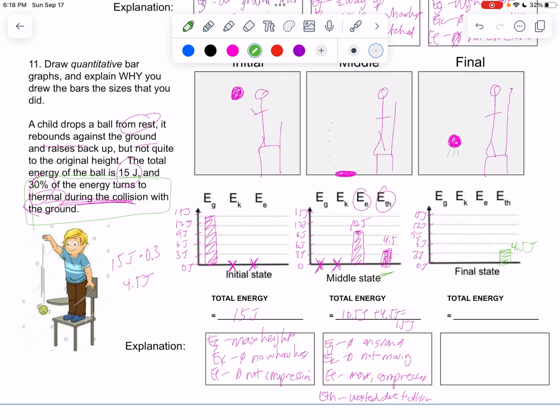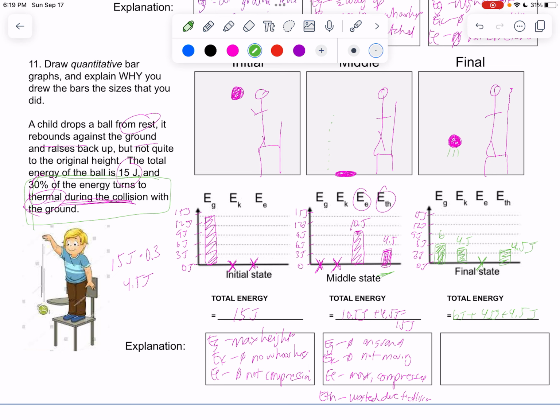So I'm going to make it on the way to the top. It's not compressed anymore. It's going to have some EG. Let's maybe give it 6. Oh, wow, look, that makes a square. That's really nice. Okay, let's give that 6. And 4.5 for thermal, and then I would need another 4.5 for kinetic, right? Because 4.5 and 4.5 is 9, plus 6 is 15.